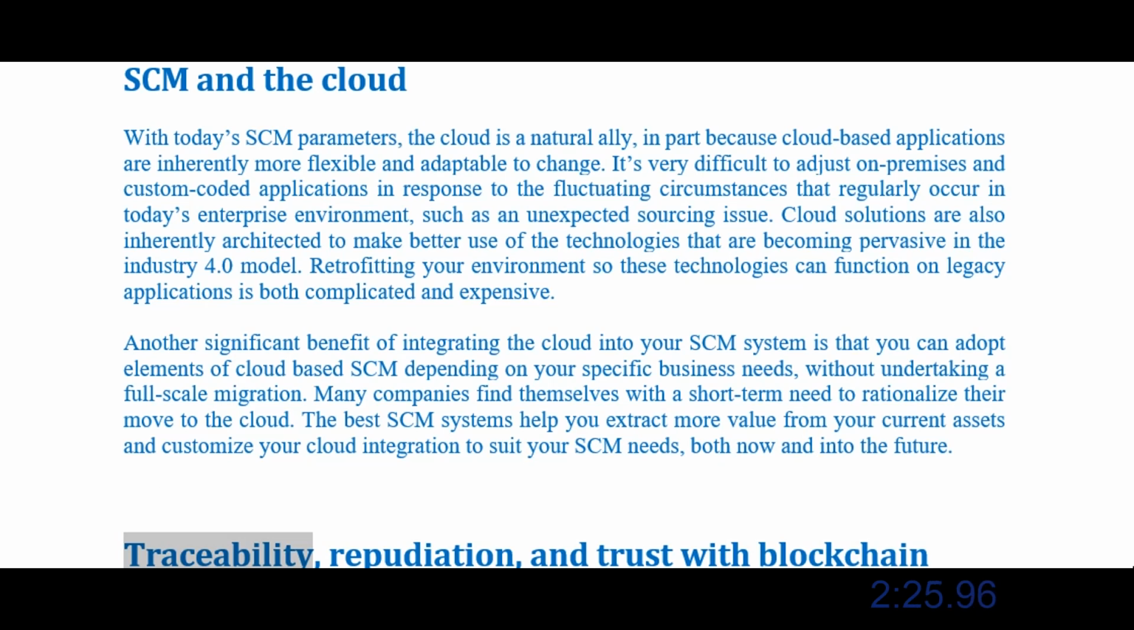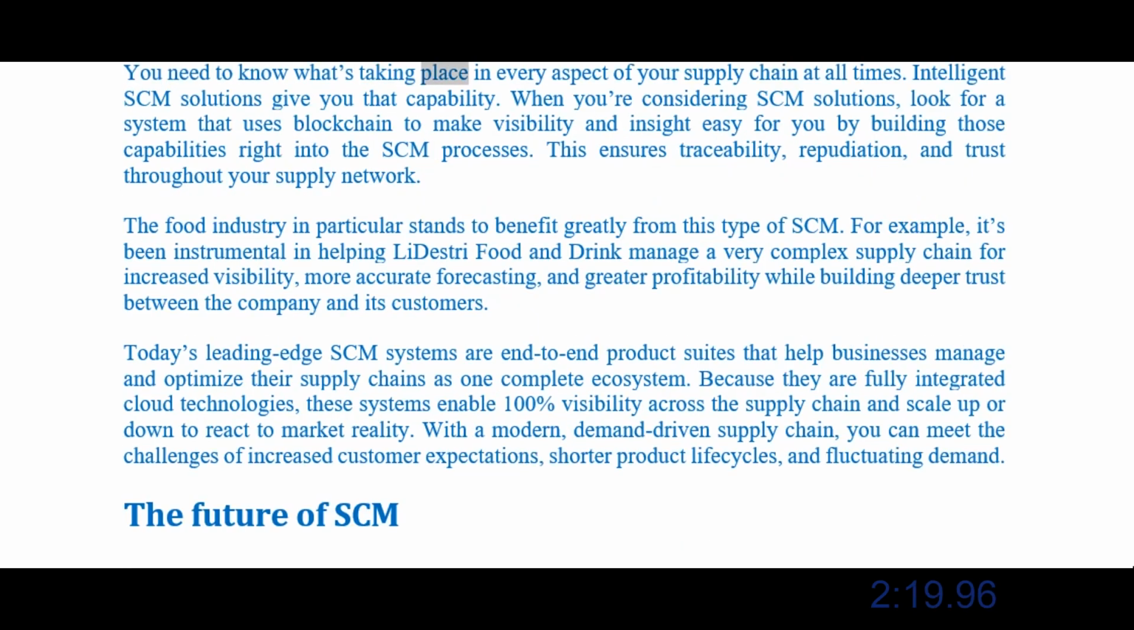Traceability, repudiation, and trust with blockchain. You need to know what's taking place in every aspect of your supply chain at all times. Intelligent SCM solutions give you that capability. When you're considering SCM solutions, look for a system that uses blockchain to make visibility and insight easy for you by building those capabilities right into the SCM processes. This ensures traceability, repudiation, and trust throughout your supply network.